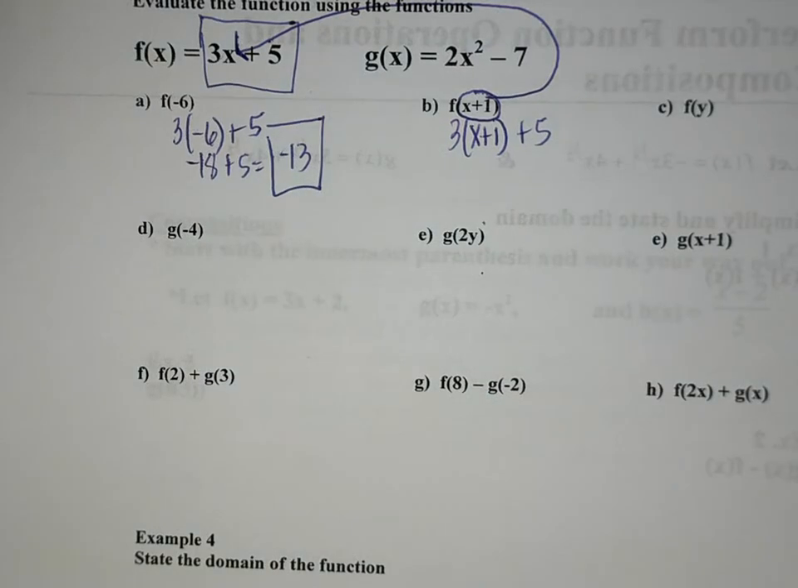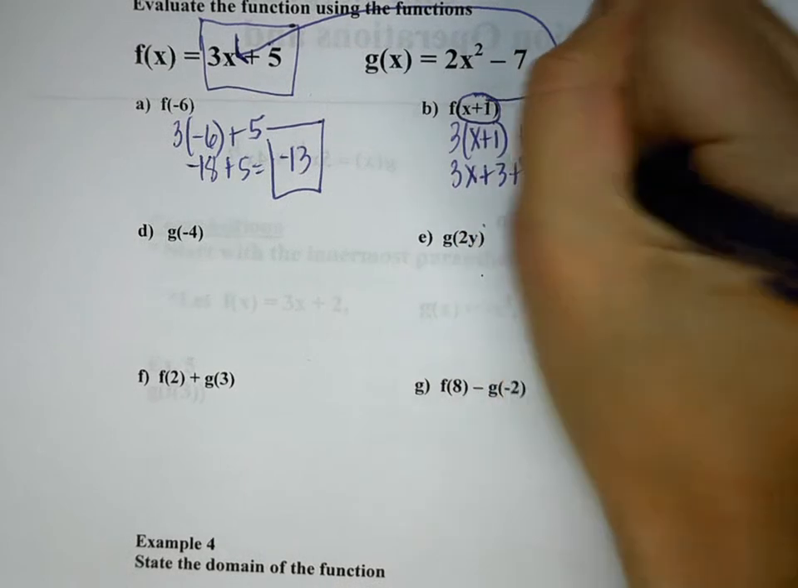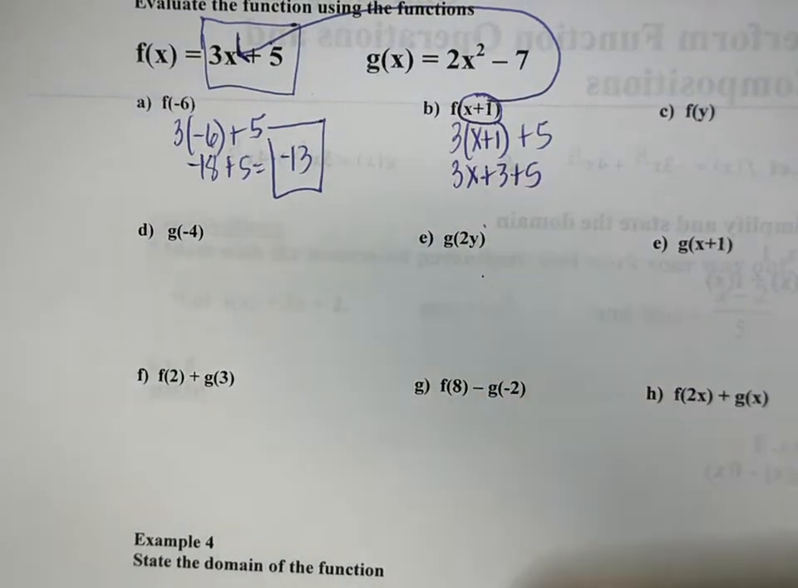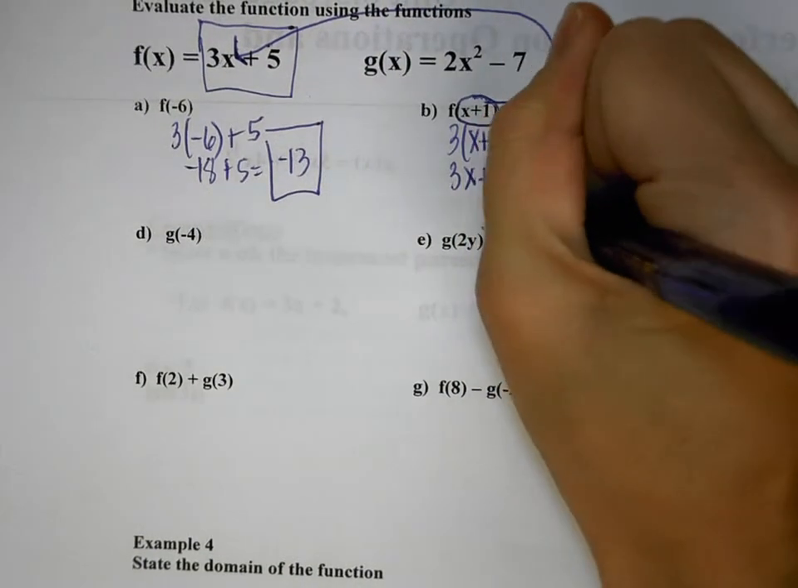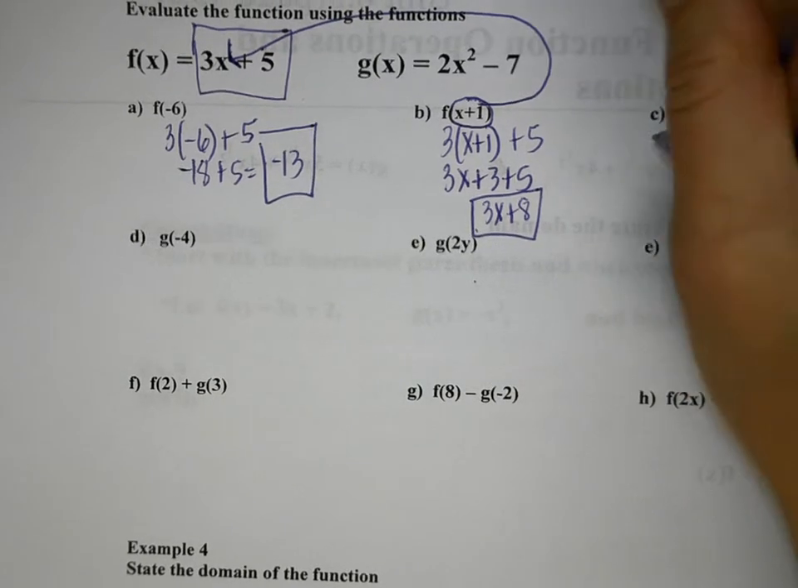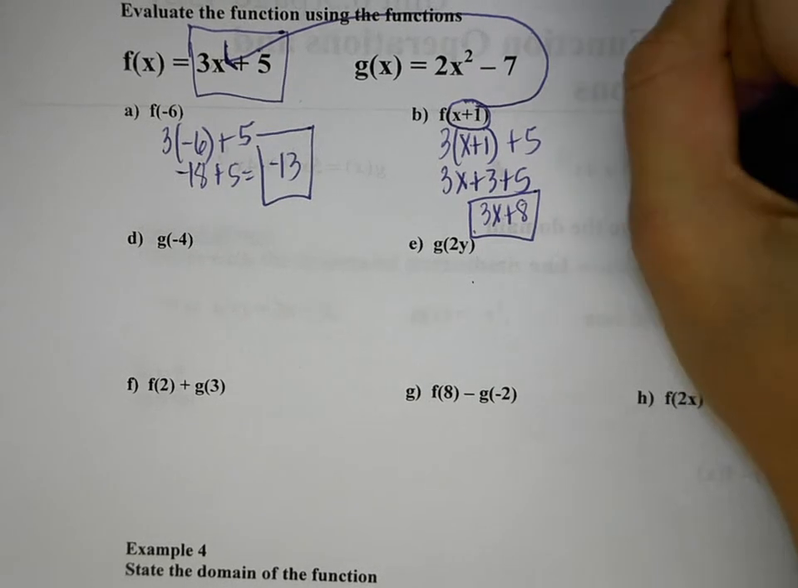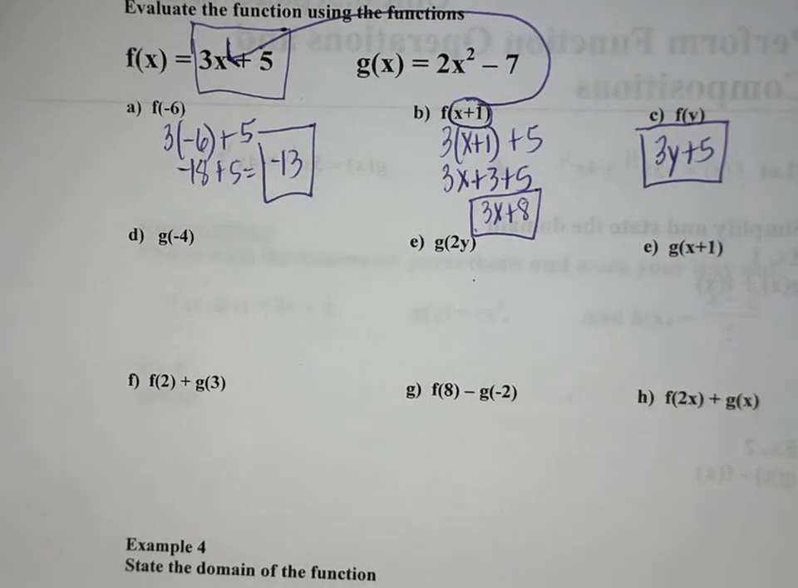Okay? So then to simplify, I have to distribute. So we have 3x plus 3 plus 5, which makes 3x plus 8. For C, what will be my answer? 3y. Very good. 3y plus 5 is correct. Oh, that's it. Because all I'm doing is substituting in y, and I can't simplify that.